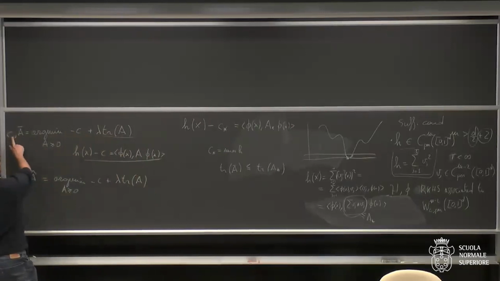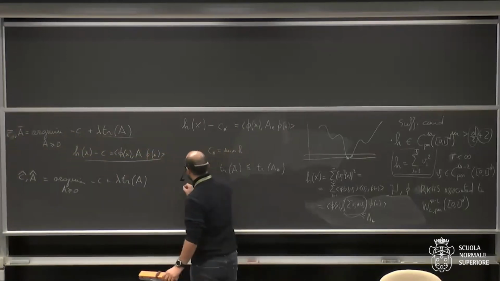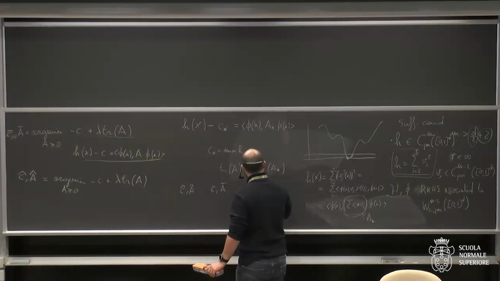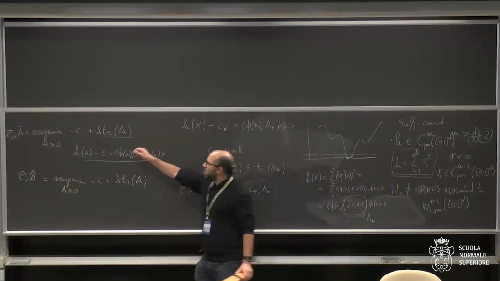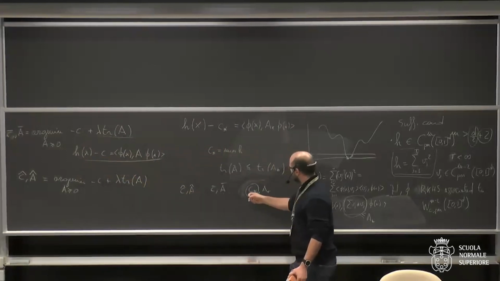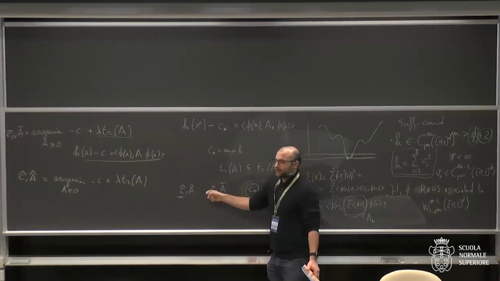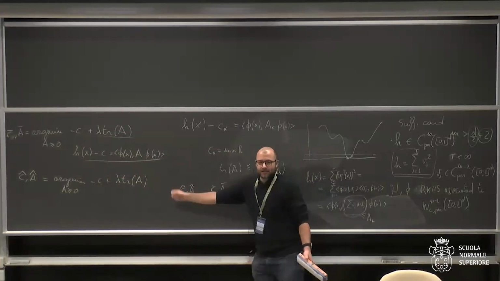So let's call C bar, A bar what you obtain here. And so now we have three sets of objects: C hat, A hat; C bar, A bar; and C star, A star. This is what we would like. So we don't care about A because it's just a construction we did to find C. This is what we compute. This is a theoretical object. And this is what we would like to obtain. So we are going to study in the end the distance between C star and C hat.